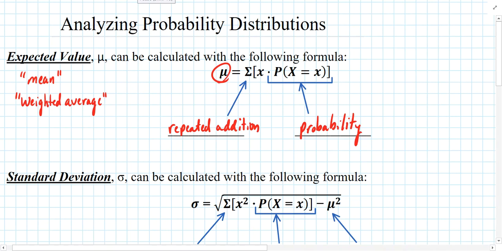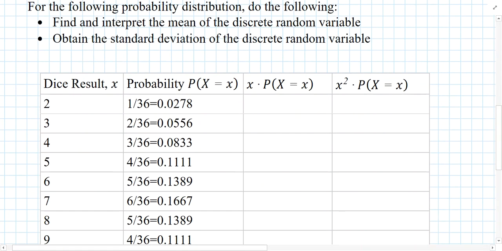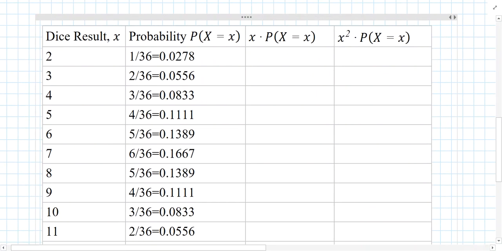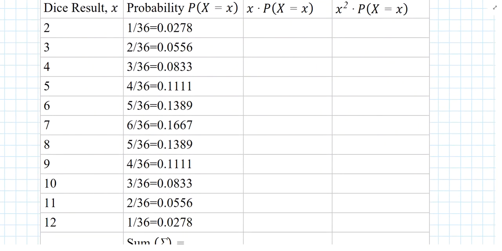Let's jump to the bottom of the worksheet to see this example. The first two columns of this table show the same results from other lessons, indicating the possible outcomes and probabilities of rolling each outcome with a pair of fair dice. The third column heading indicates we should multiply x, the first column, by the corresponding probabilities in the second column.